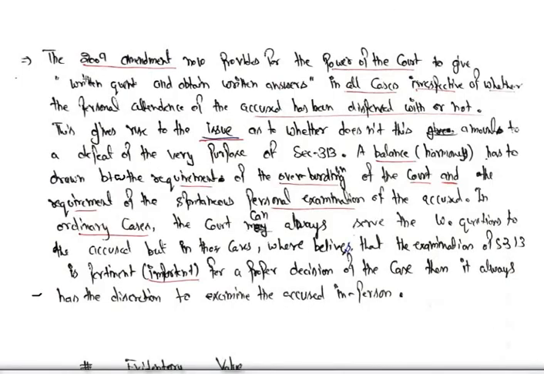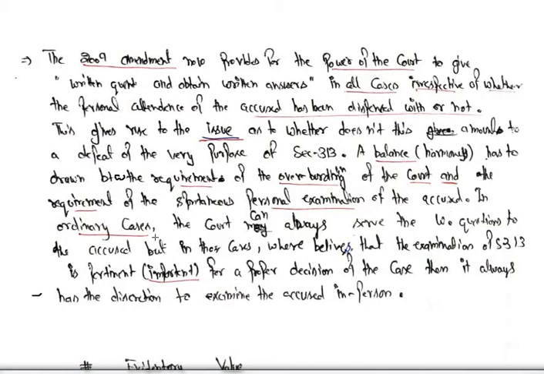So write down. The 2009 amendment now provides for the power of the court to give written questions and obtain written answers in all cases, irrespective of whether the personal attendance of the accused has been dispensed with or not. This gives rise to the issue as to whether this does not amount to a defeat of the very purpose of section 313. A balanced harmony has to be drawn between the requirements of the overburdening of the court and the requirement of the spontaneous personal examination of the accused.